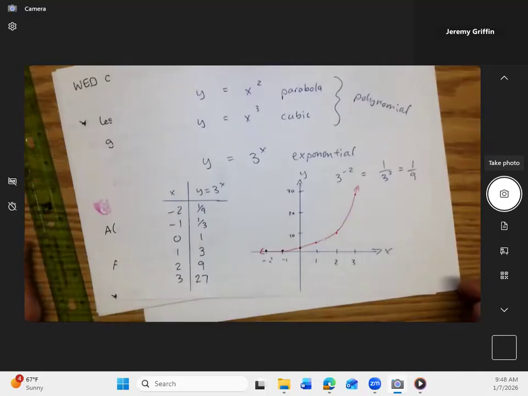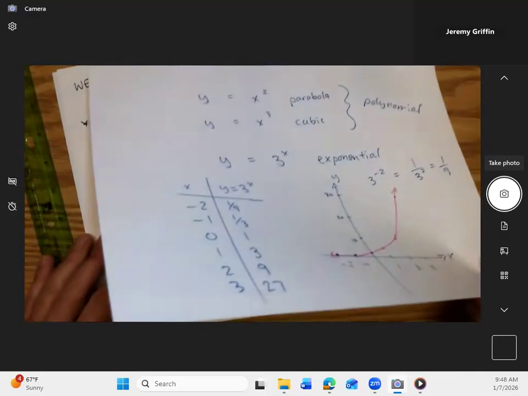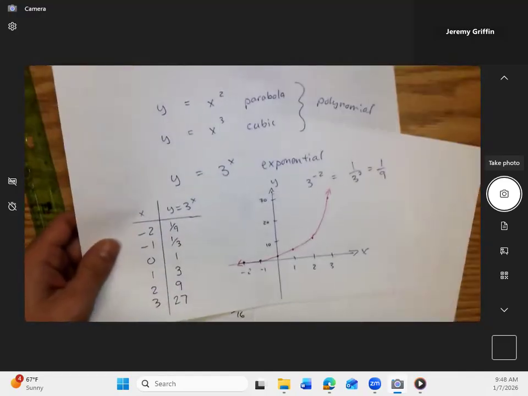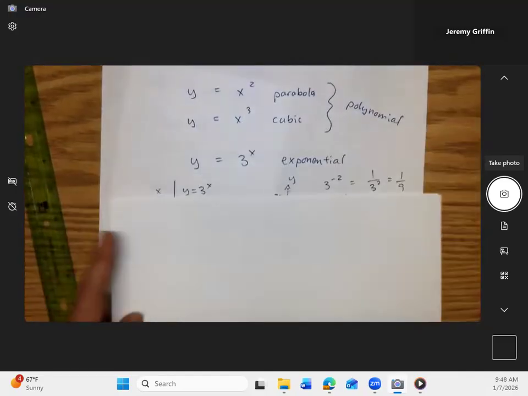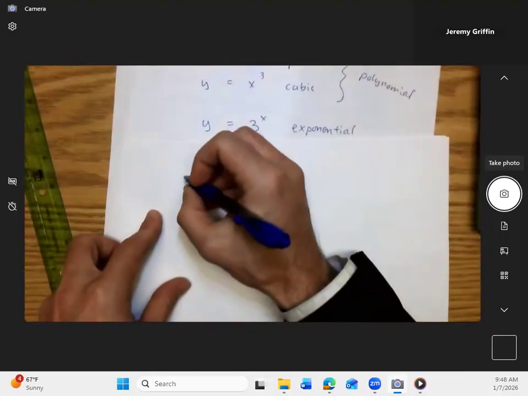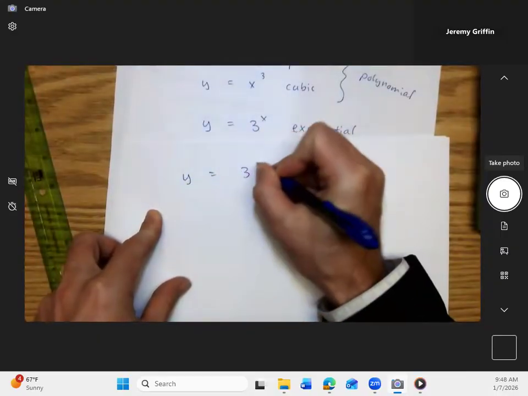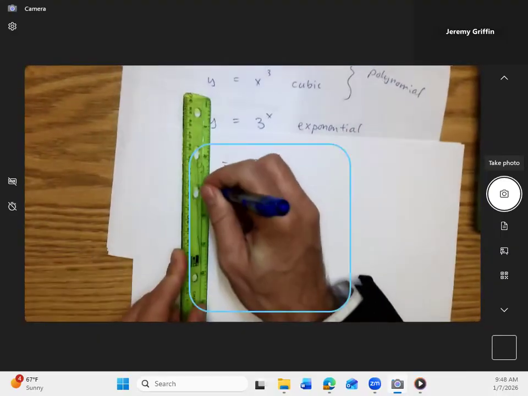How about like 3 to the negative x? What would that look like? Y equals 3 to the negative x. Okay. We'll do the same thing. Make a table.